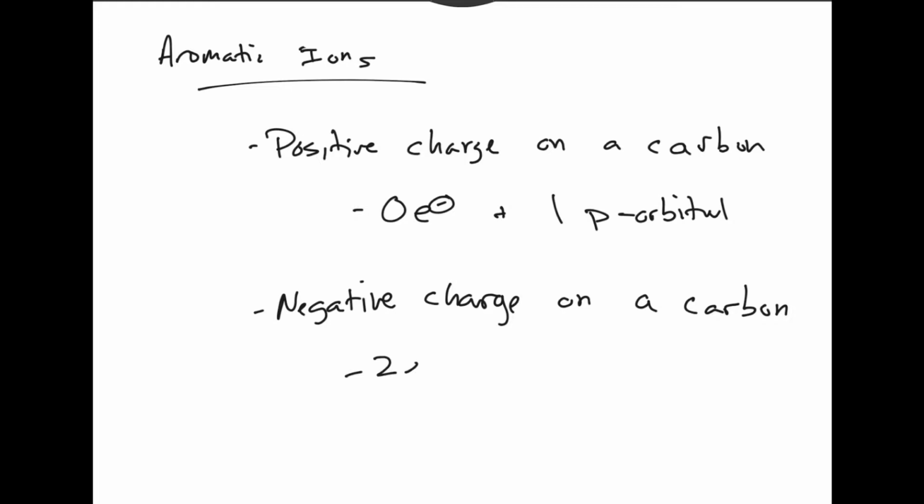So a negative charge gives you 2 electrons plus 1 p orbital. So if you have a carbanion, you're getting a p orbital that your electrons can move through, and there are 2 electrons in that orbital, so it's giving you 2 electrons to your count.